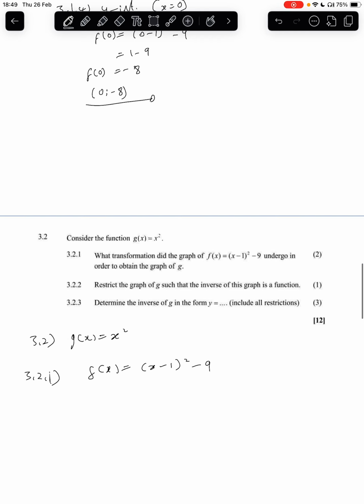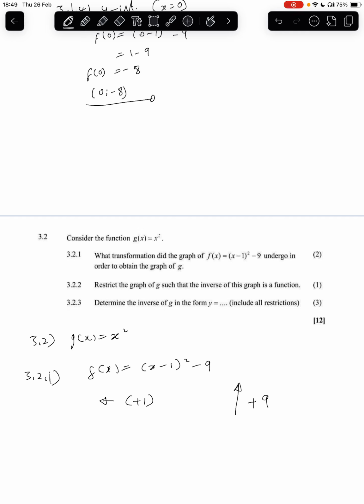Okay, so what did we do? Cool. So we'll start off inside the brackets. We shifted the graph to the left by 1 unit. When we shift to the left, we add. And we shifted the graph upwards by 9 units. When we shift upwards, we add.